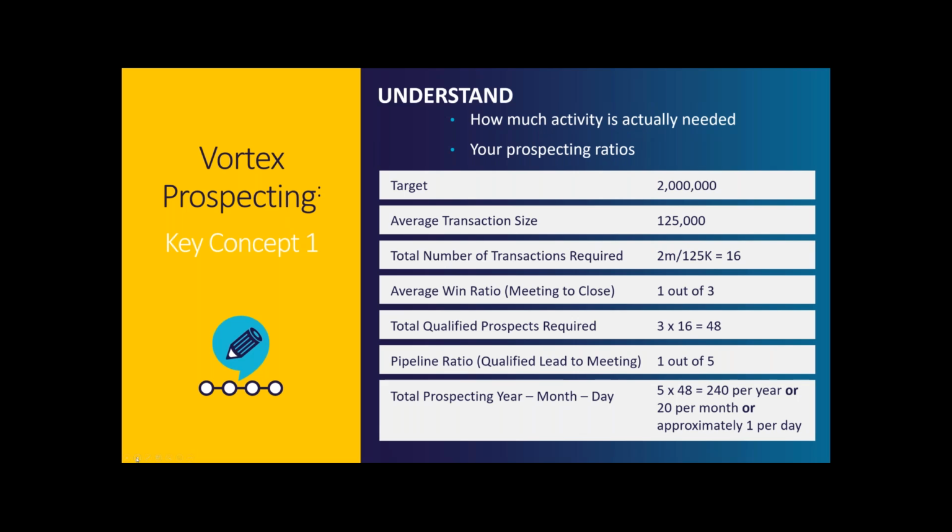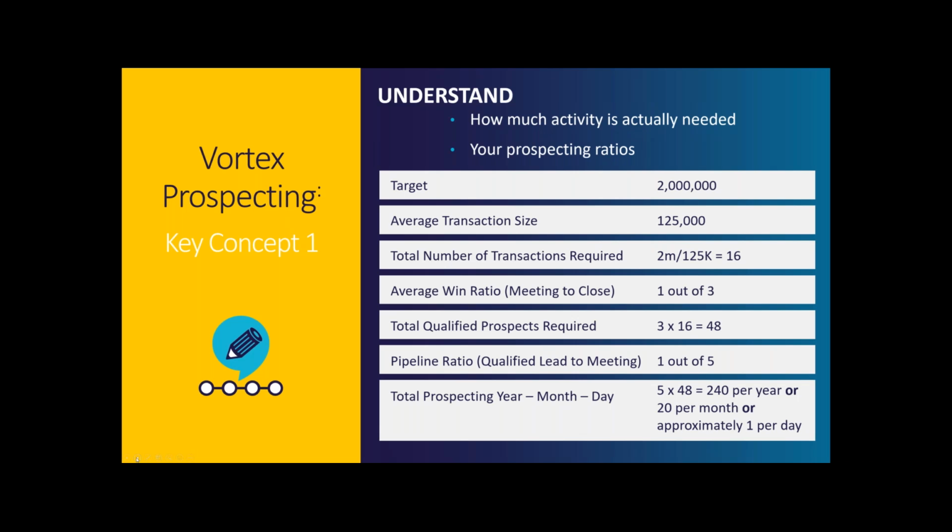So take the target that you have left, your average deal size, and just do some simple math. If my average deal size is $125,000 and my quota is $2 million, that means I have to close on average about 16 deals just to hit my target, assuming those deals are all of that average transaction size.